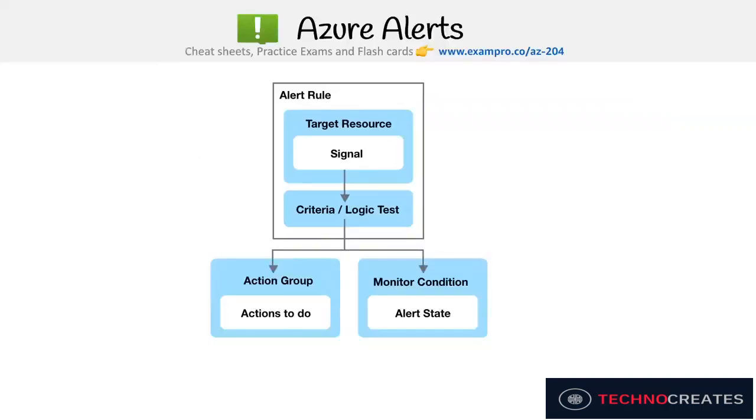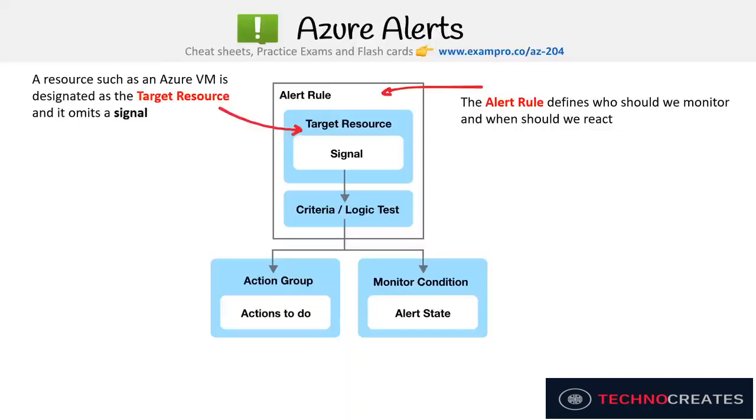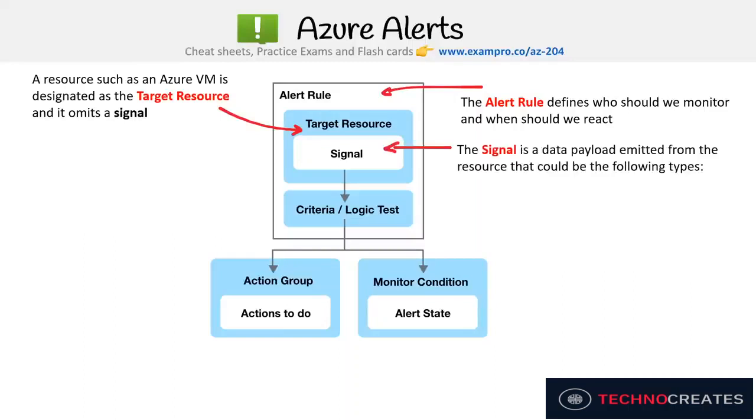So here is kind of the anatomy of an alert, and we have the alert rule. This defines who we should monitor, like the service, and the definition of when it is triggered, which is going to be the next part here. So a resource such as a virtual machine designated as the target resource will emit signals. So it's going to be emitting a data payload, and it could be of the following types. It could be a metric, a log, activity log, application insights. You can kind of see how that ties to the types of alerts.